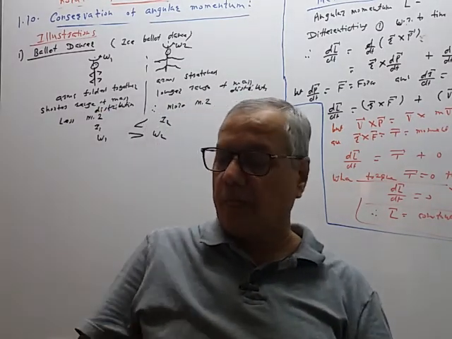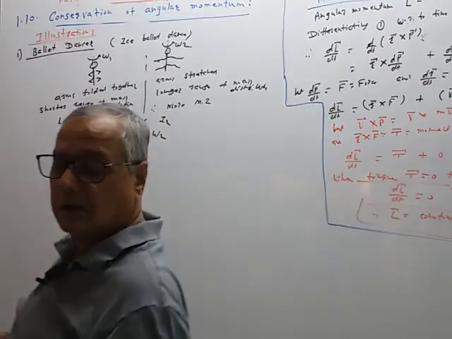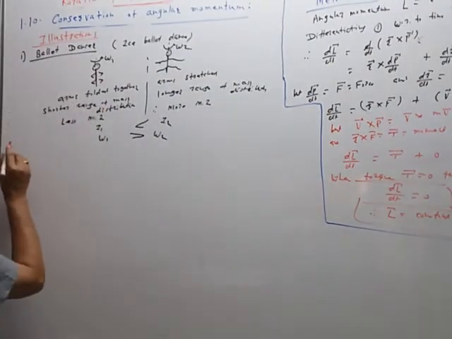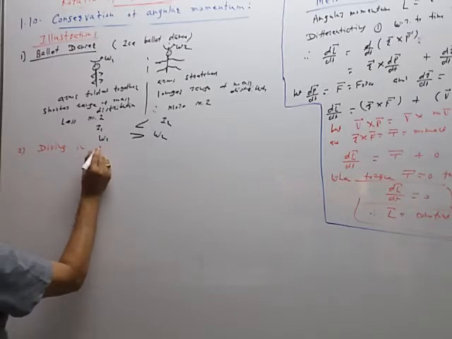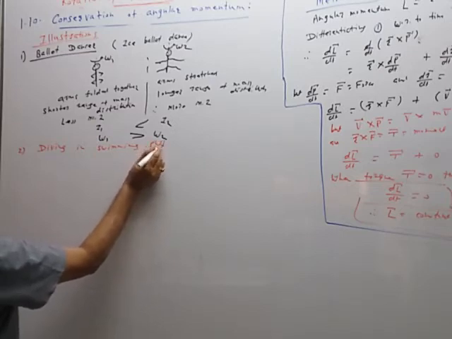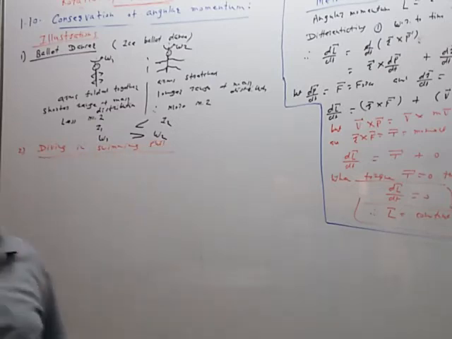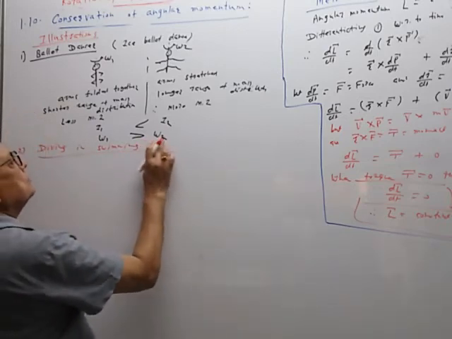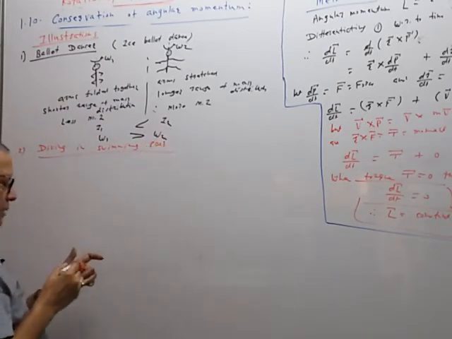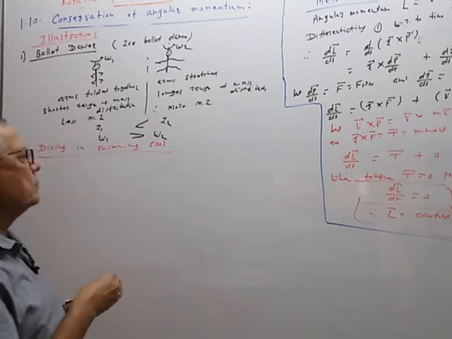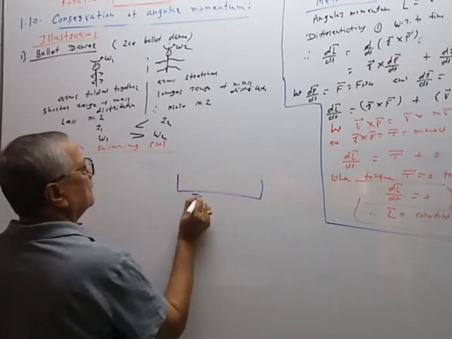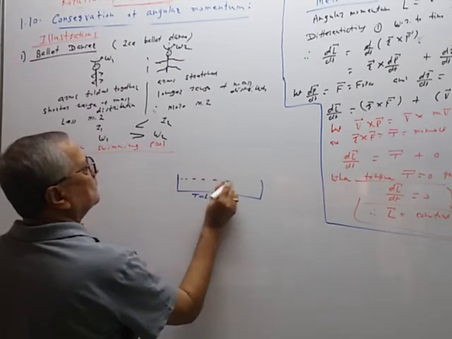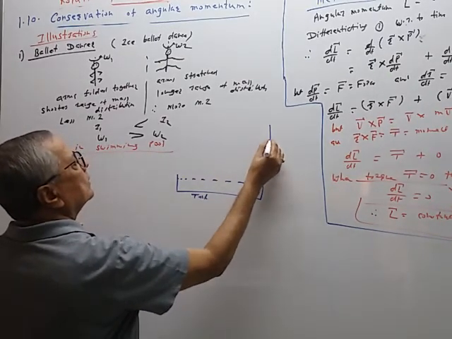This is one illustration. The second illustration is diving in a swimming pool. The arrangement is like this. This is a swimming tank filled with water. This is a diving board.